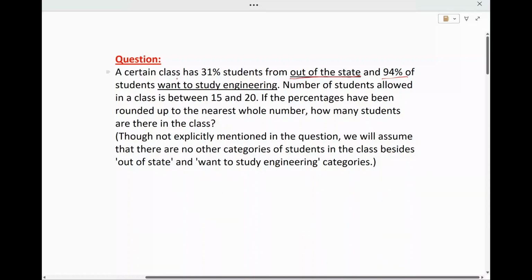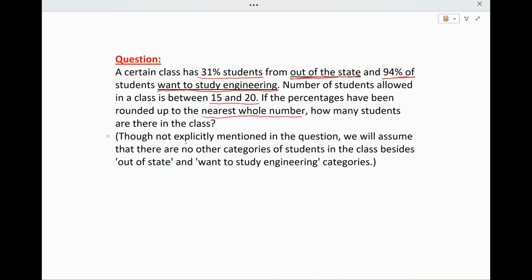A certain class has 31% students from out of the state and 94% of students want to study engineering. Number of students allowed in a class is between 15 and 20. If the percentages have been rounded up to the nearest whole number, how many students are there in the class?